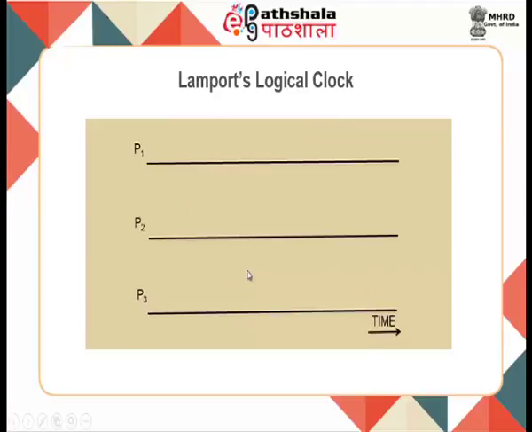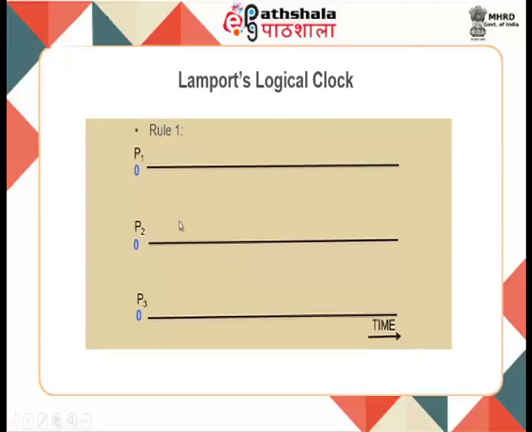Let us look at this example having P1, P2 and P3. Initially, all clock values start from 0. So, LC1, LC2 and LC3 are zeros. Now, we have E11, which is 0 plus 1, 1; E21, 0 plus 1, 1; E31, again 0 plus 1, 1. So, LC1, LC2 and LC3 all are 1. Now, E22 will have a value of 2, E23 will have a value of 3 and so on.